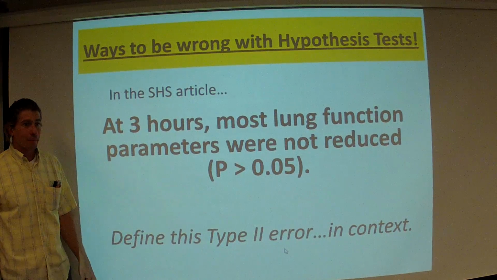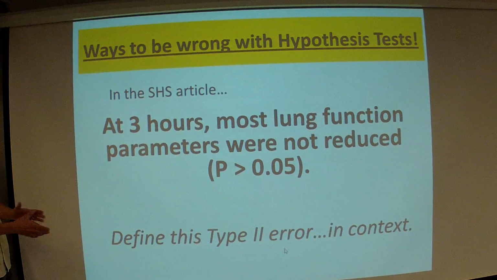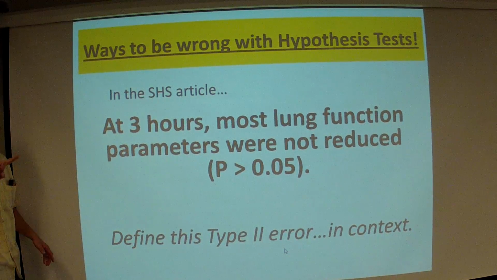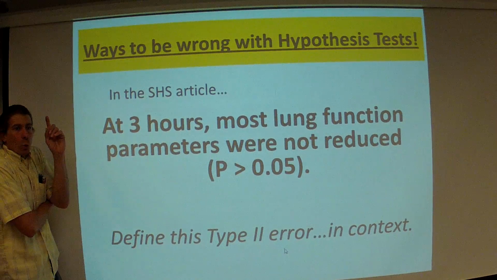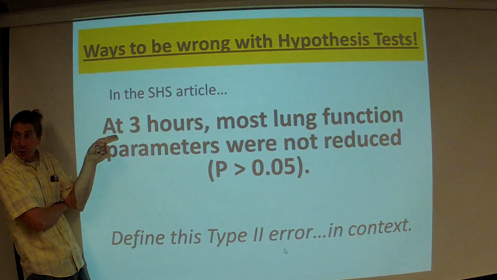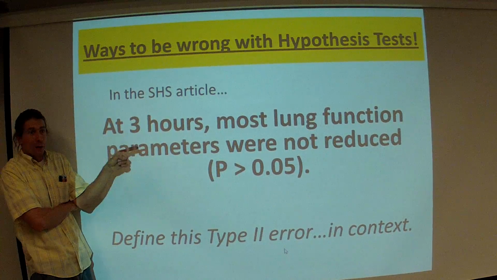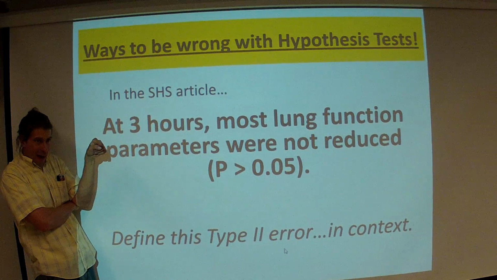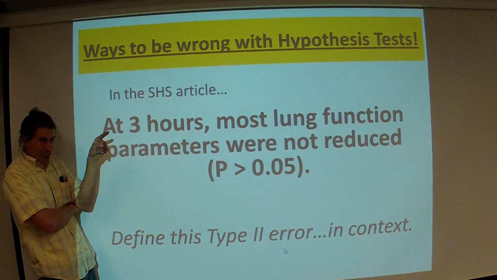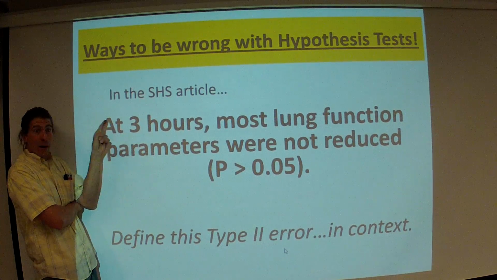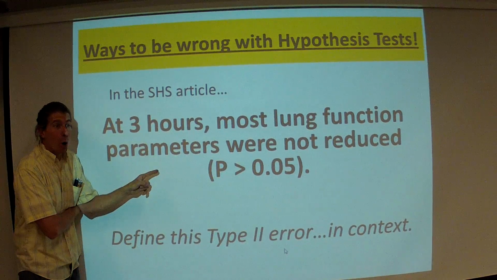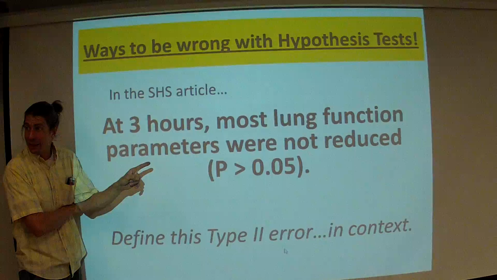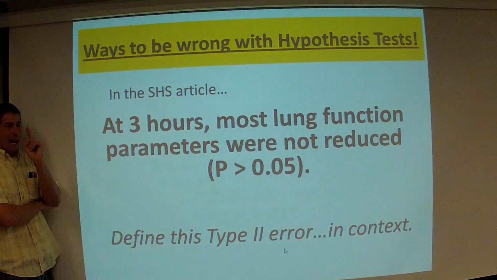Bigger than 5%. So in context, I'll get you started. And they always have a comma. We said lung function parameters were not reduced, comma, when in fact, remember, we're wrong. We said they weren't reduced. How could we be wrong? If they actually were. That's how we could be wrong.